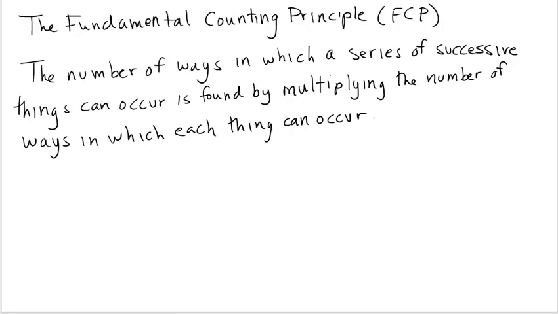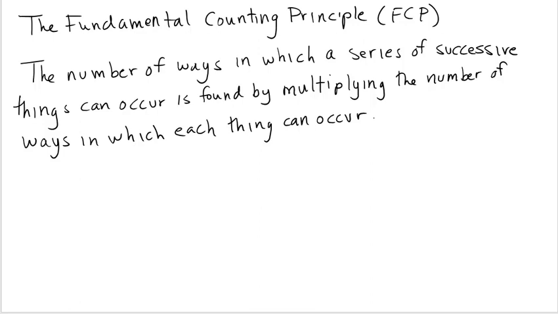The new rule, the fundamental counting principle, just extends this to any number of choices. You find the number of ways that the first thing can occur, the number of ways the second thing can occur, and just keep stringing that out till you get to the last item, and then just multiply those all together.